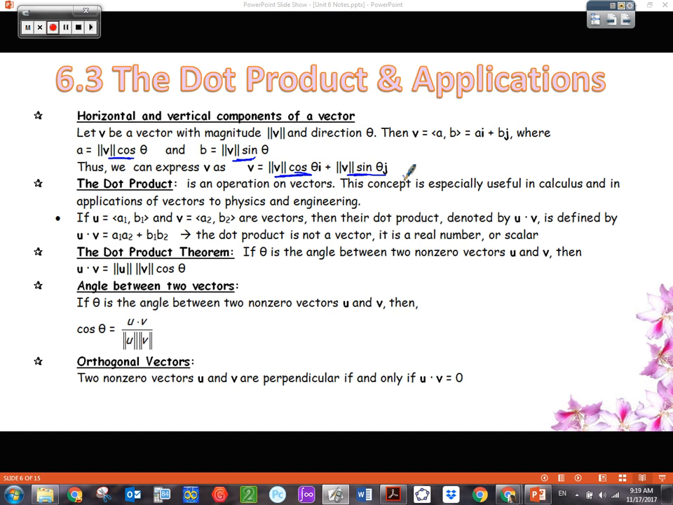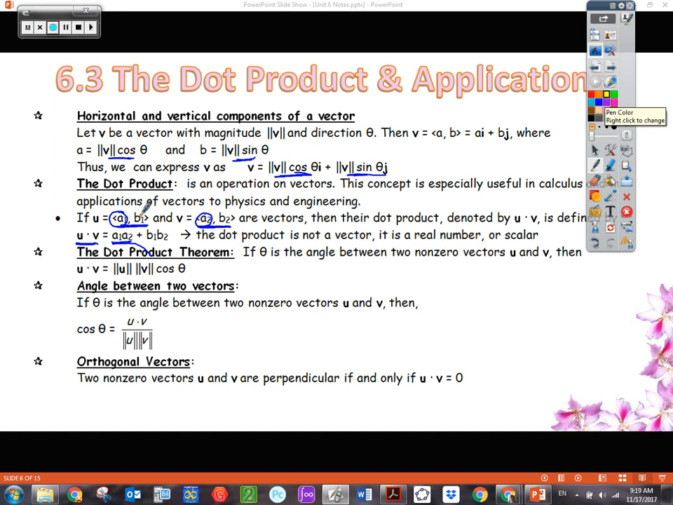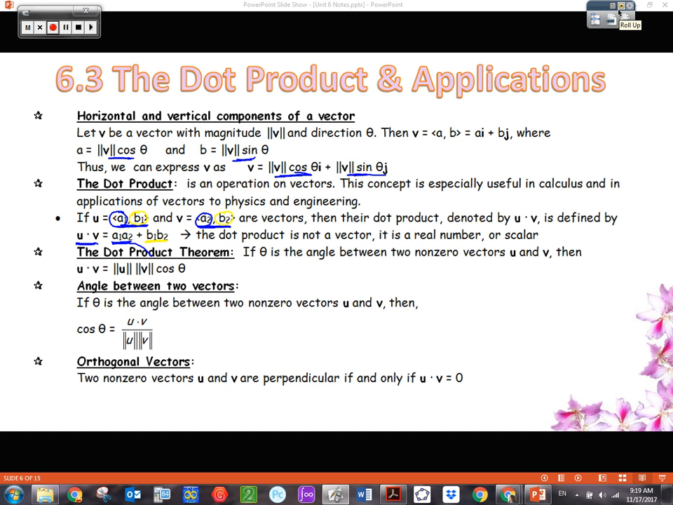What would we do if vector U had a horizontal component a1 and vertical b1, and vector V had horizontal a2 and vertical b2? So those are our components. What would we do if we wanted to do a dot product between them? I would take my two horizontal components and multiply them together. That's this right here. Then I would take my two vertical components and multiply them together. And then I would just add the results of those two multiplications.